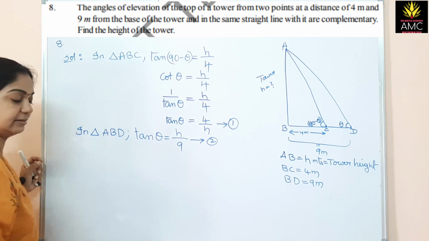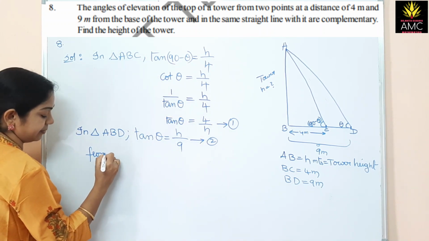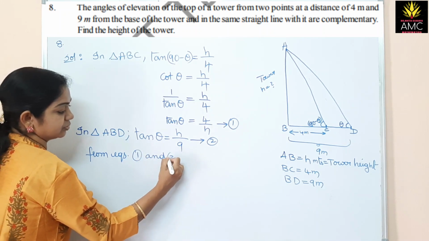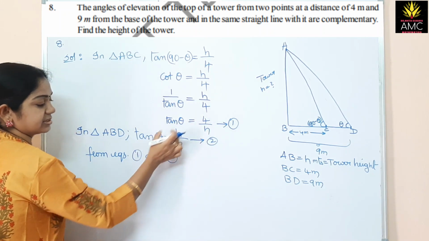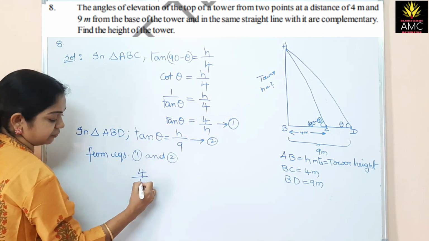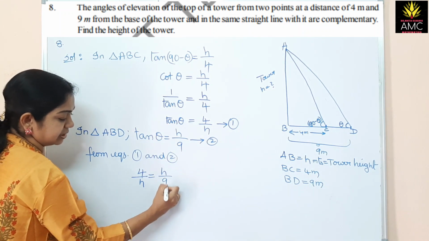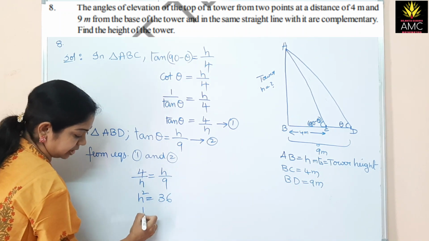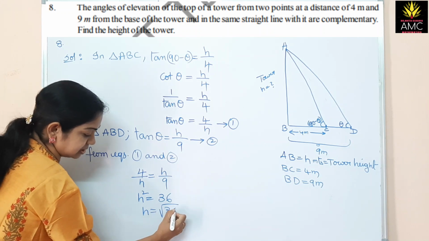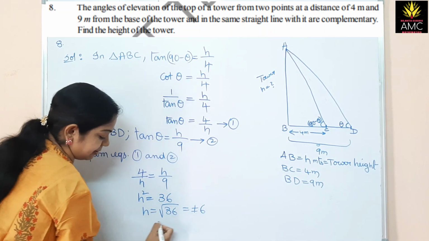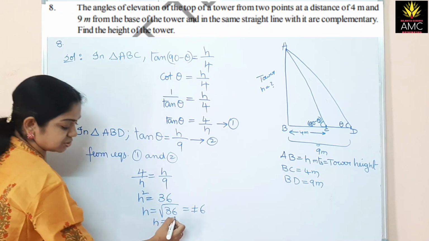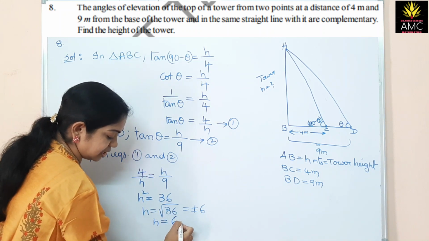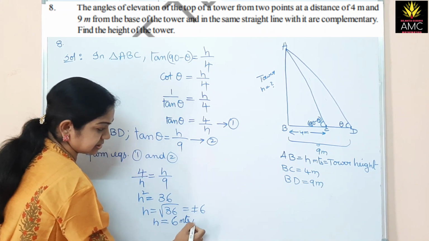See, both the equations have tan theta only. So from equations 1 and 2, tan theta is 4 by h, and tan theta is h by 9. So we can equate 4 by h is equal to h by 9. Just cross multiply. So h square is equal to 36. So h is equal to under root 36, that comes to plus or minus 6. But we should not take the negative value, because these are heights and distances, those are measurements. So we have to take only positive. So h is 6 meters.